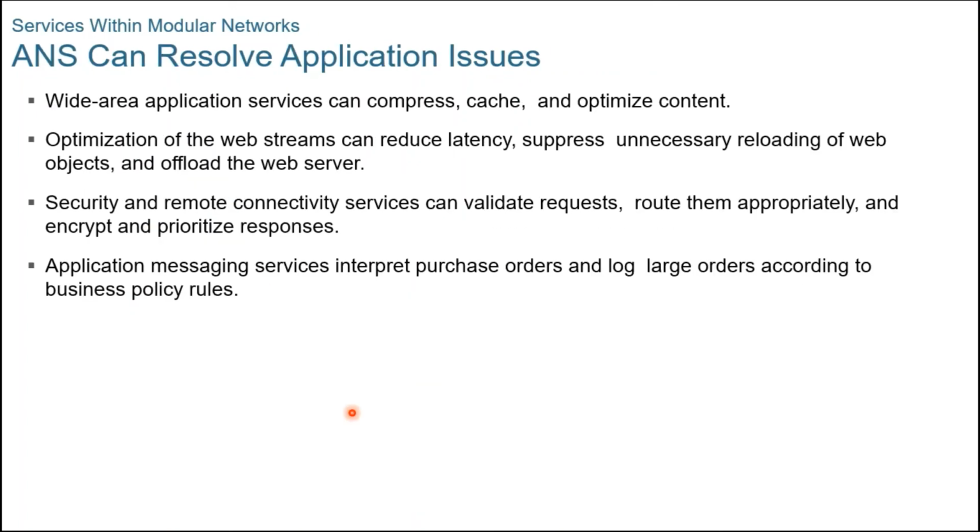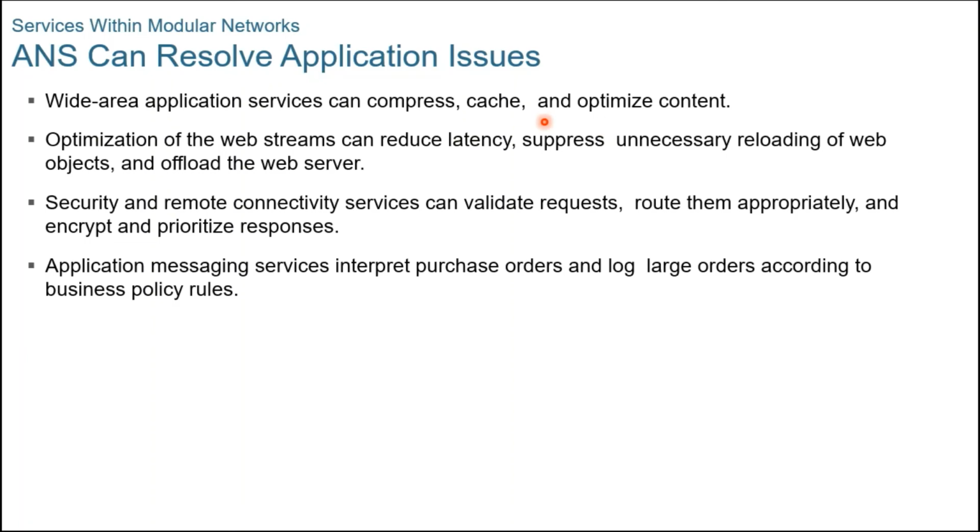All right. So ANS can resolve application issues. For example, say the consolidation of data centers results in remote employees having slower access to centrally managed applications. The sample ANS solution is wide area application services, which can compress, cache, and optimize content for remote users so that they experience LAN-like responsiveness.